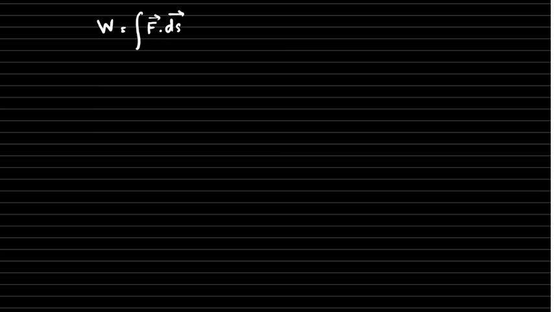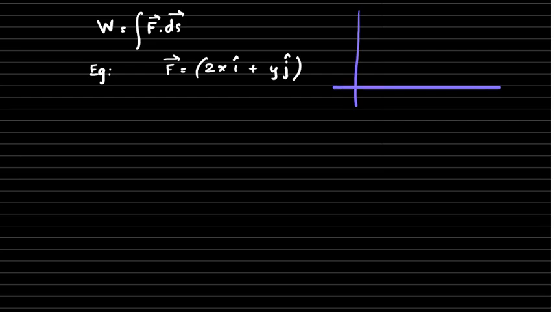So one example we'll see over here of such a force is, let's say the force is given to be F bar is equal to 2x i cap plus y j cap. So this is a variable force. It depends upon the x coordinate as is seen over here. So let us say these are the two axes.